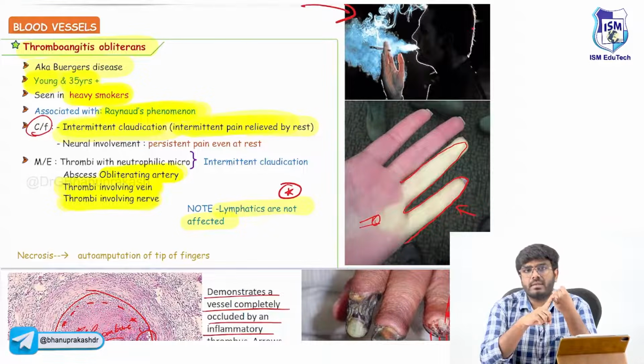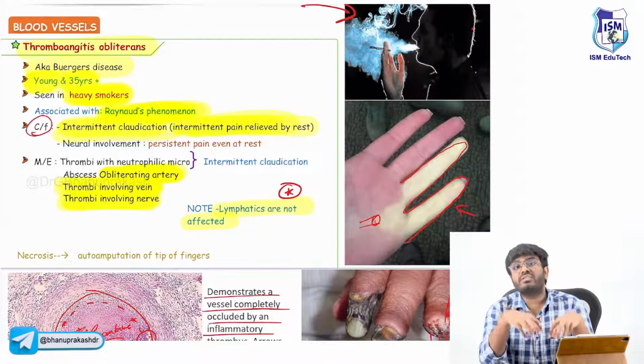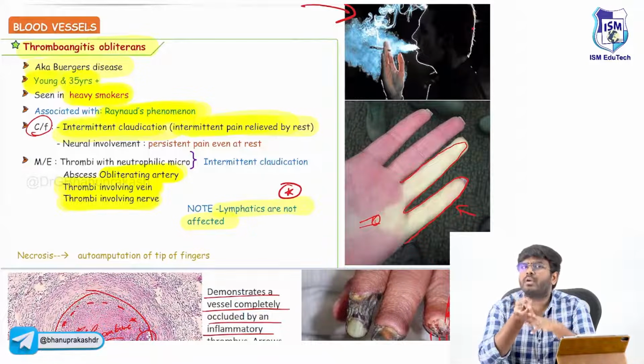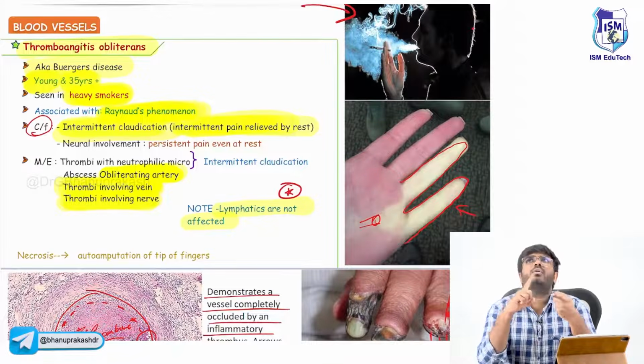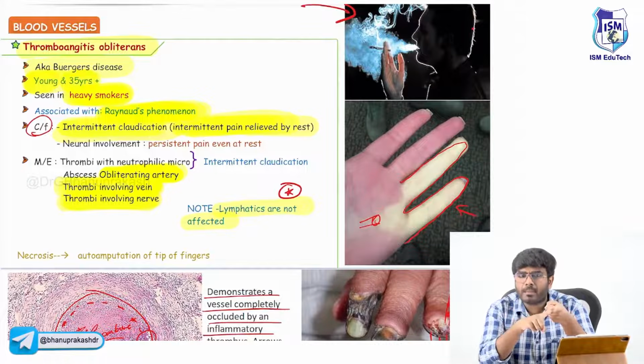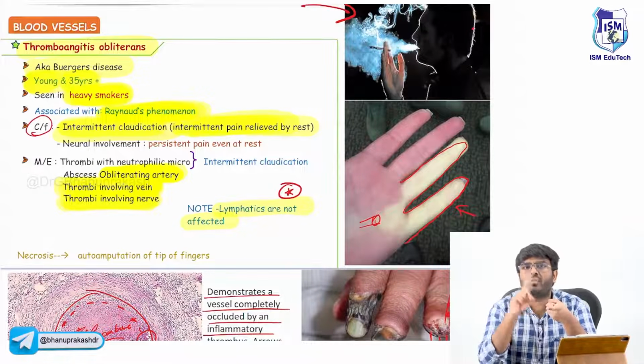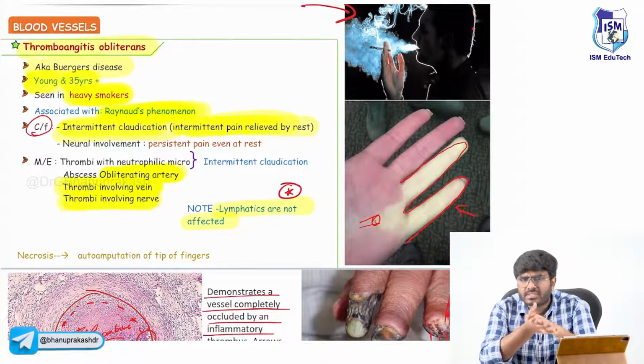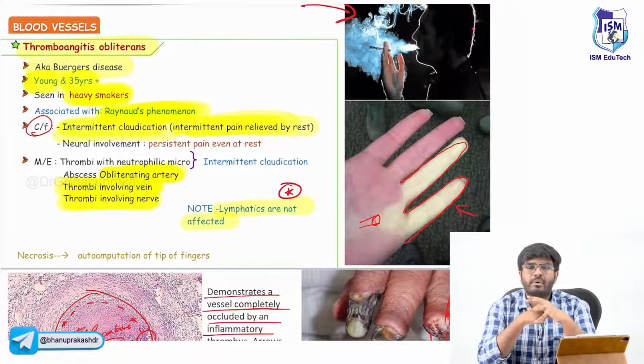Takayasu arteritis. Both the temporal and Takayasu are granulomatous vasculitis. Now, which vasculitis that we have studied so far is a necrotizing vasculitis? Polyarteritis nodosa is an example of necrotizing vasculitis. Which type of necrosis? Fibrinoid necrosis.